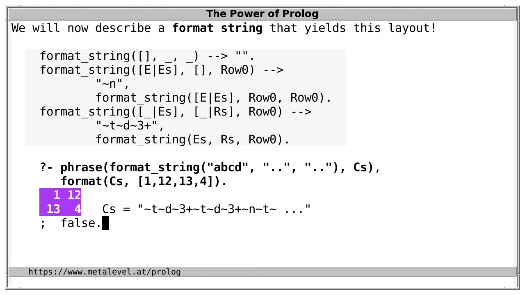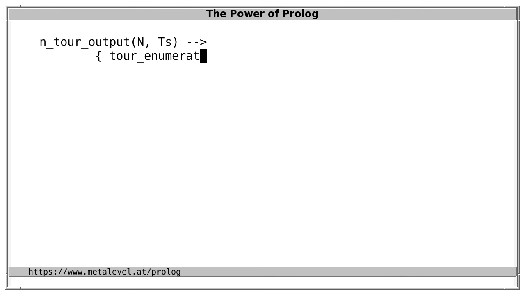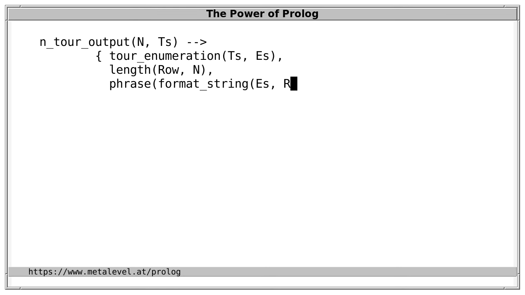formatted according to the format string C's. Now let's combine these building blocks to describe the output we want for 2 T's on an n times n chessboard, and we use a DCG again. First, we relate the 2 T's to the enumeration E's. Second, we say row must be a list of length n, and we use this to describe the format string fs. And finally, we state the string we are describing here, the output, is E's formatted according to fs, and that's it. And I invite you to think about this description.